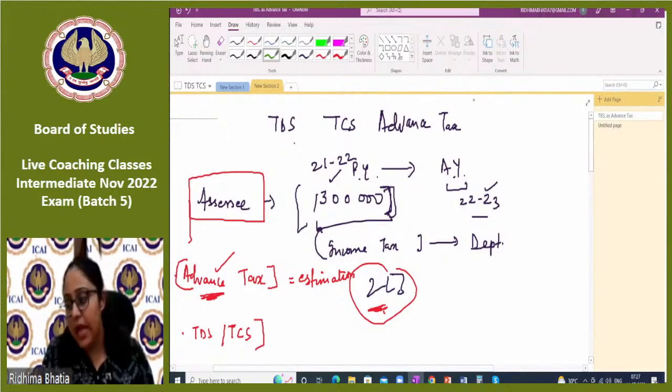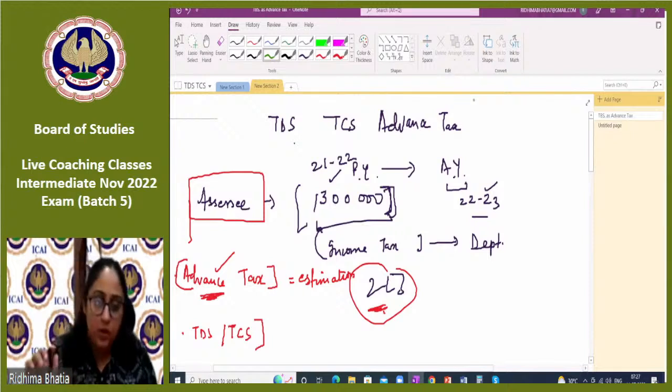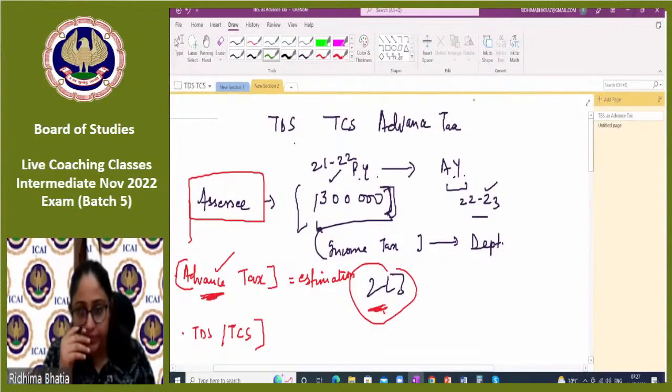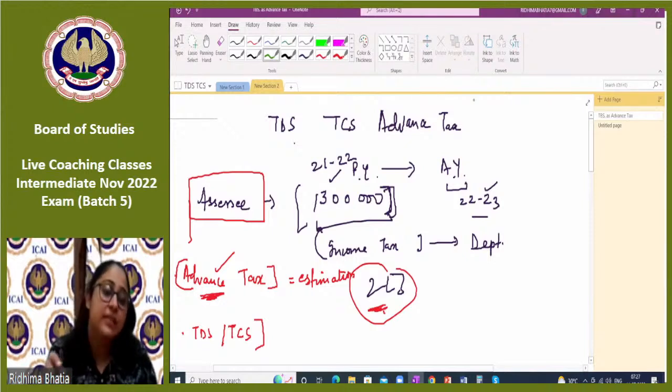Anu, in this chapter, as per your syllabus, we will be understanding the TDS rates which were applicable for 21-22. Yes, advance tax is mandatory for a few TDS. Correct, Jyoti has summed it up very nicely.